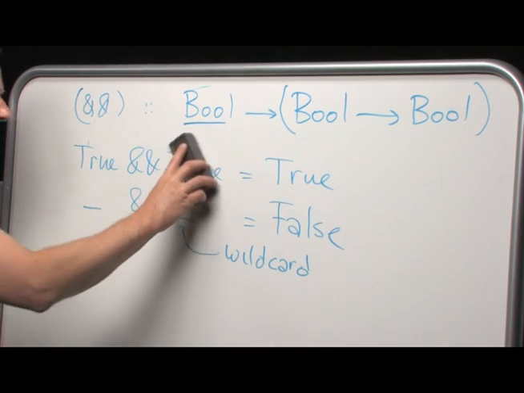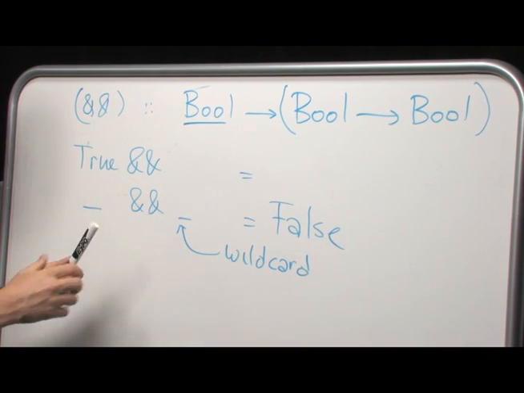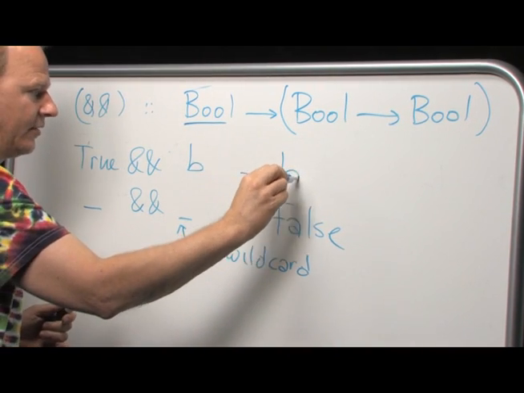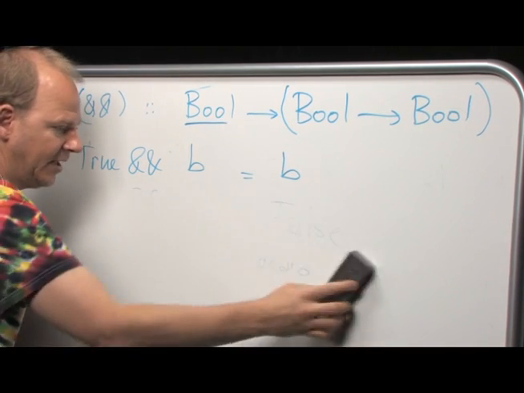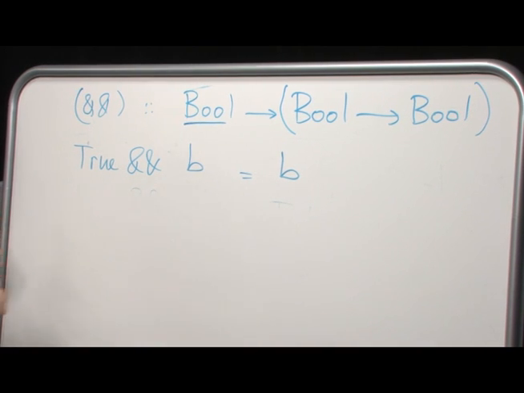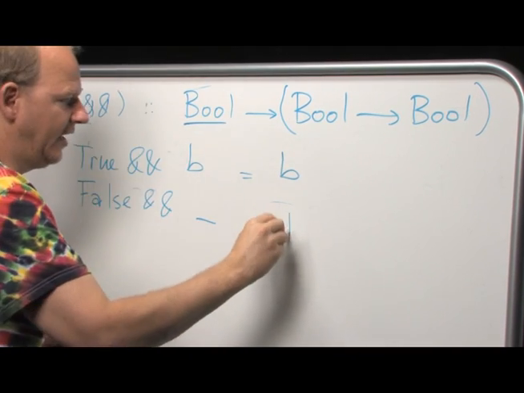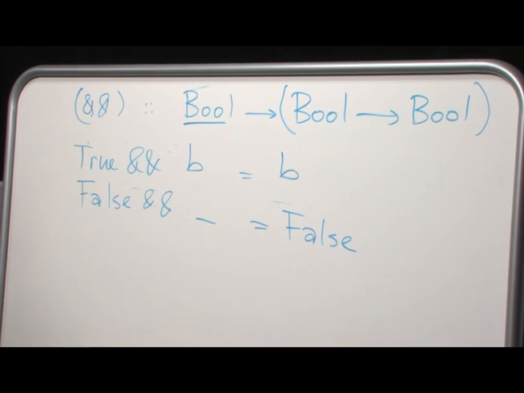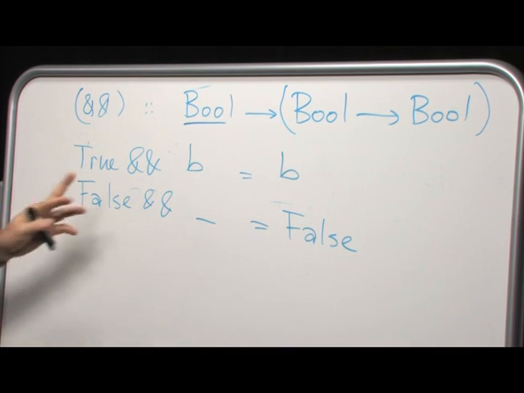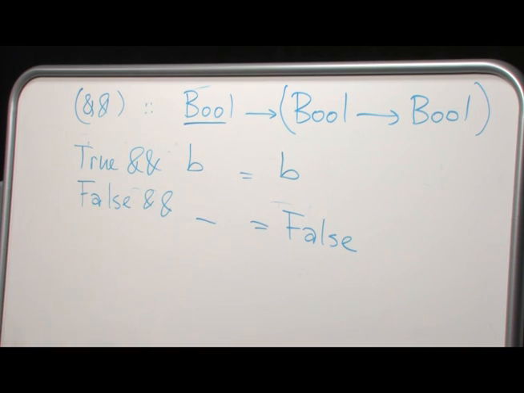So a more efficient definition would be to say, if the first argument is true, then the result is whatever the second argument is. And then you make this one here. If the first argument is false, then the answer is always false. Okay, so now you have created a little more efficient example that doesn't really require evaluating the second argument at all.